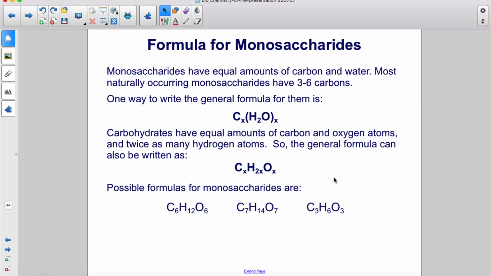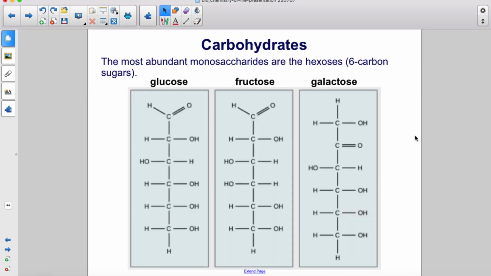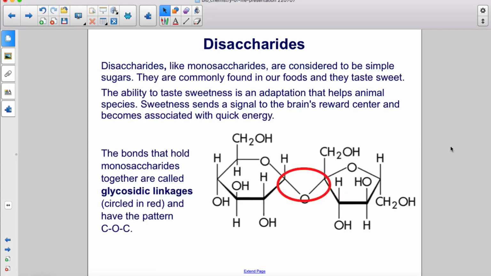So possible formulas for monosaccharides are C6H12O6, C7H14O7, and C3H6O3. The most abundant monosaccharides are the hexoses, 6 carbon sugars, like glucose, fructose, and galactose.